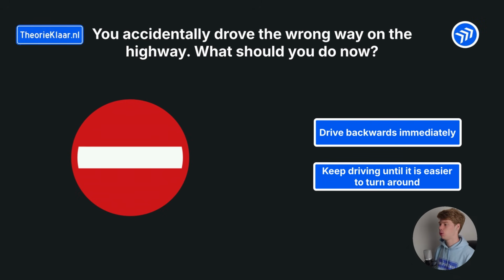You accidentally drove the wrong way on the highway. What should you do now? Should you drive backwards immediately or keep driving until it's easier to turn around? When you are driving the wrong way, you need to get away as fast as possible. So that means you need to drive backwards immediately.